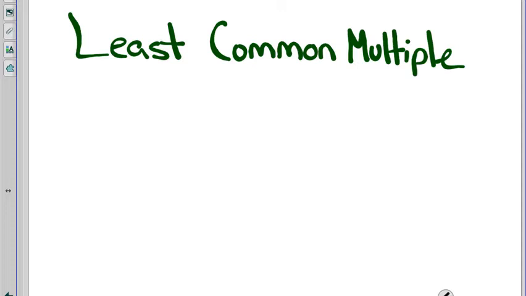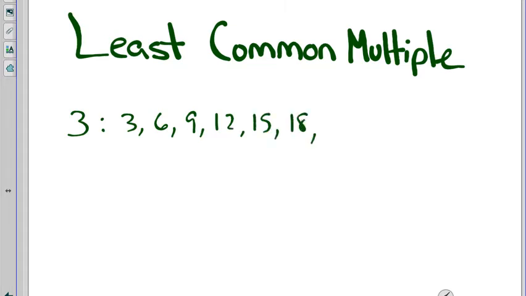Multiple. What is a multiple? The multiple of a number is like counting by that number. So for instance, 3. If I counted by 3s, I'd be listing the multiples. 3, 6, 9, 12, 15, 18. I can keep going and going infinitely, forever and ever, until I get tired, or you get tired of watching. But it keeps going.